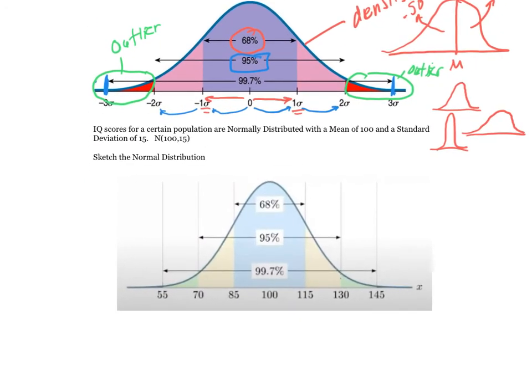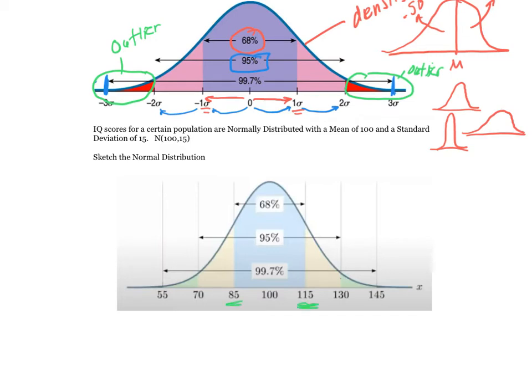So let's go to our example. IQ scores for a certain population are normally distributed with a mean of 100 and a standard deviation of 15. This is actually true. For people on planet Earth for the last 1,000 years, the IQ has not really changed. The average IQ is about 100.